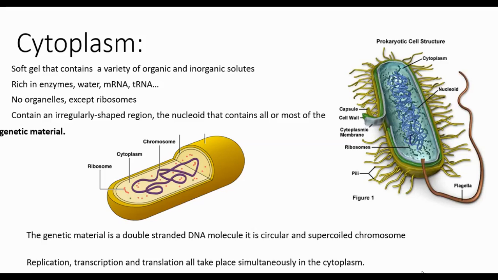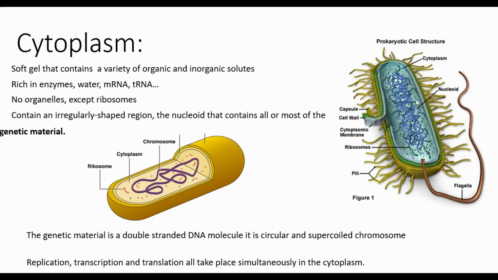There are no organelles in the prokaryotes, as we said in the previous videos. And of course, we have an exception, which is ribosomes. These ribosomes can either be free alone or clustered in what are called polysomes. We also have in the cytoplasm an irregularly shaped region called the nucleoid that contains all or most of the genetic material.